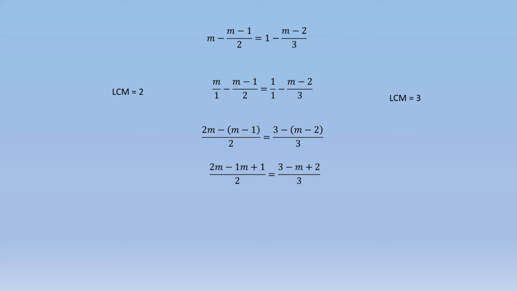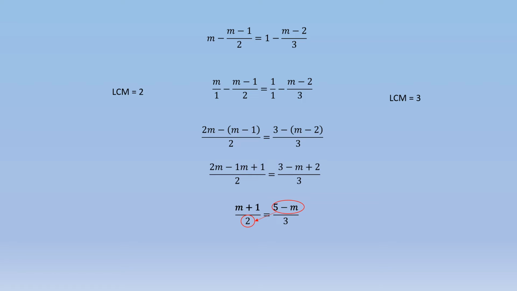After this, we need to add or subtract. Here we have 2m minus 1m as m plus 1 by 2, and 3 plus 2 is 5 minus m by 3. So this is our new equation: m plus 1 by 2 equals 5 minus m by 3.